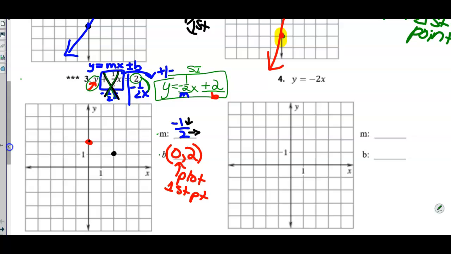And I'll show you how I counted that out, but again, you don't put these in. I went down 1 and then over 2, and then I put my other point. That's how I used my slope, but again, we only need the points where they're at. And then I just connect them with a ruler or a side of a paper, something like that.